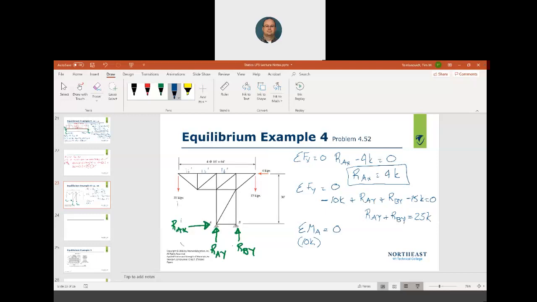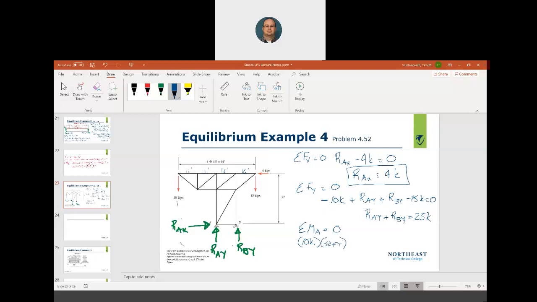1, 2, 3, 4. So I got to get to point A. From here to here is my line of action, perpendicular distance to my point of rotation. Even though it's way down there, it's still perpendicular. It doesn't matter. It's perpendicular. So 16 plus 16 is 32 feet.